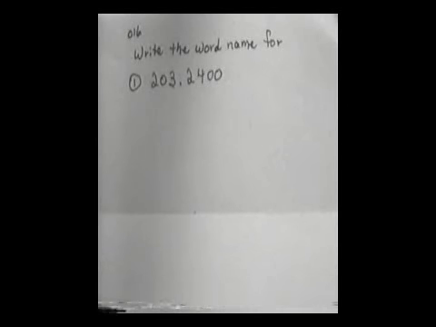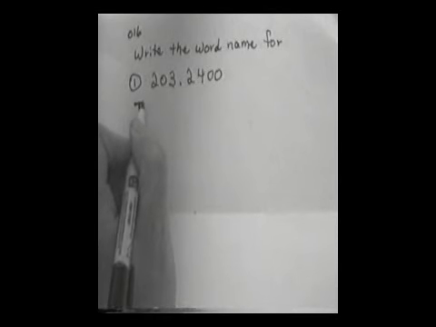Let's try to write the word name for some decimal numbers. We're going to follow the rules that we just looked at. The first rule says to read the whole number. The whole number is always the number to the left of the decimal. So when we read that, we see our whole number is 203. So let's write down 203.